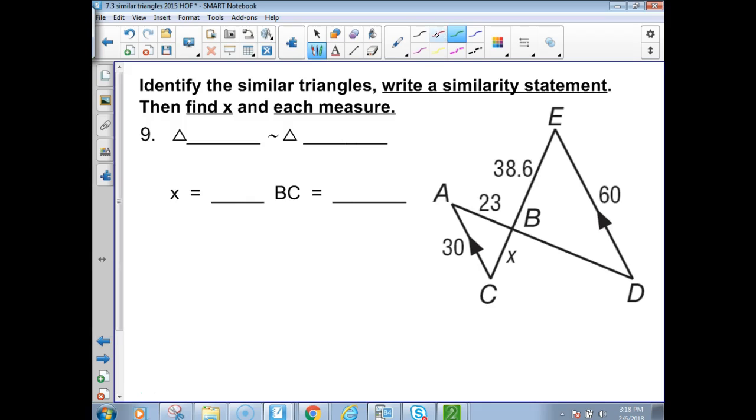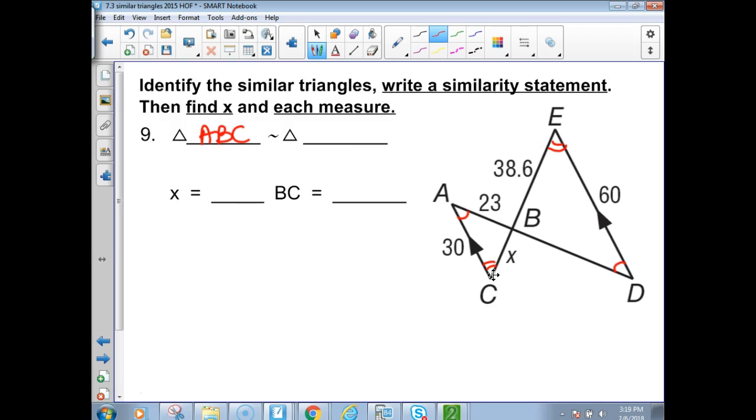So, number 9. I have some parallel lines, which tells me I've got some alternate interior angles that are congruent because of these transversals cutting through those parallel lines. This angle down here would be congruent to that angle up there. Now, the reason I mark those is to help me make sure I'm doing my triangle congruence correctly. So if I say triangle ABC, like you tend to do, what angle do I start with in the other one?